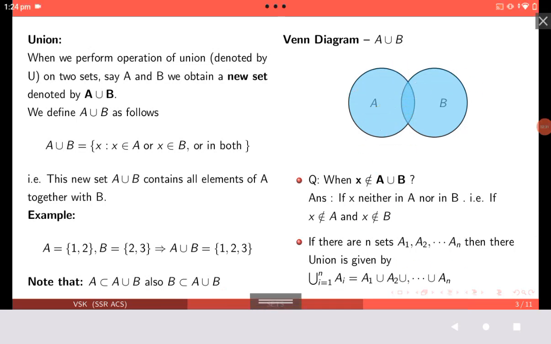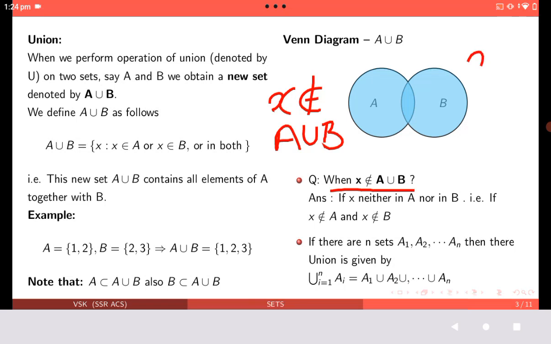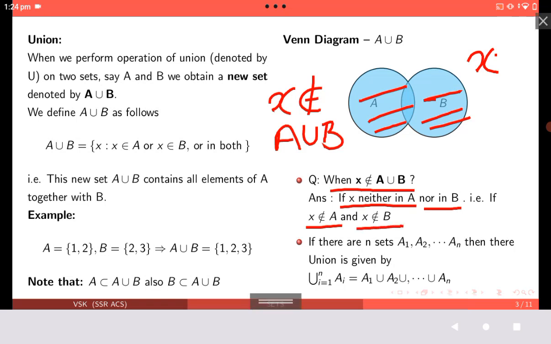Now the question is, when does x not belong to A union B? That is, if I take any x which is an element of the universal set, when does it not belong to A union B? You can see with this Venn diagram, it is very easy to understand that if x lies outside A and B, if it is not in A and not in B, it will not be in A union B. So the answer is, if x is neither in A nor in B, that is, if x does not belong to A and x does not belong to B, then x will not belong to A union B.